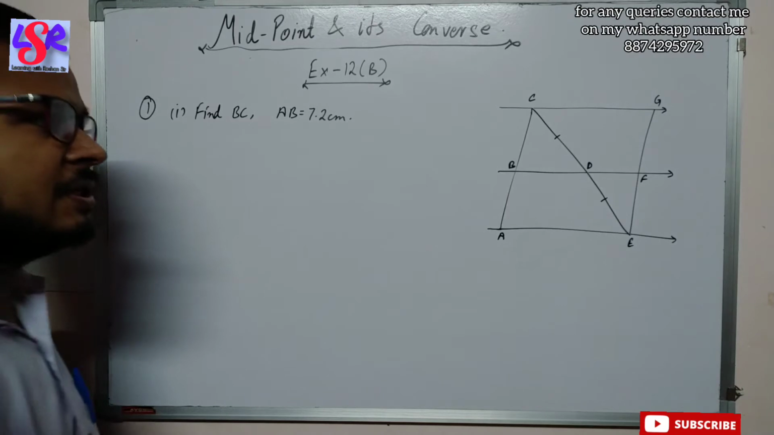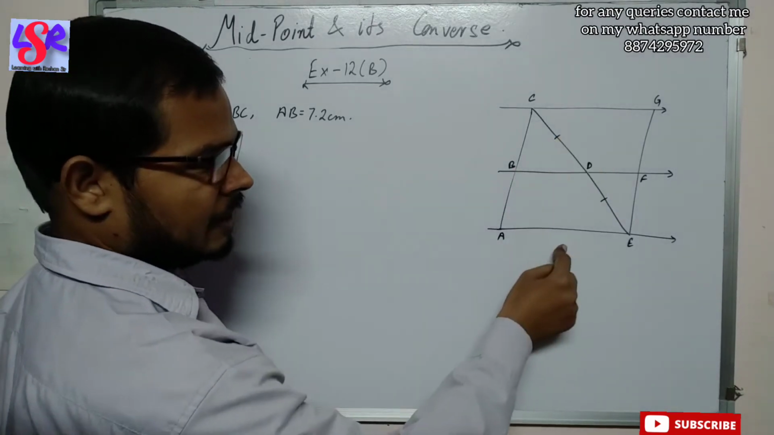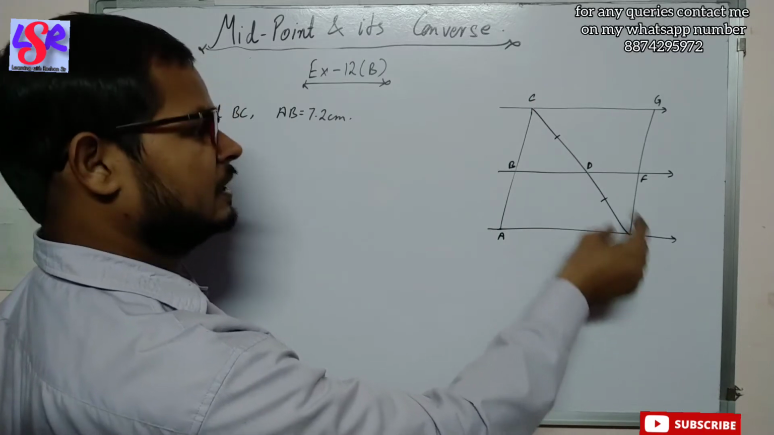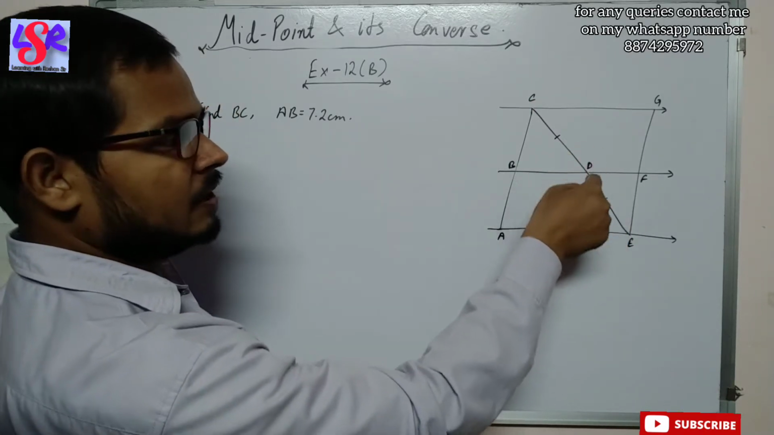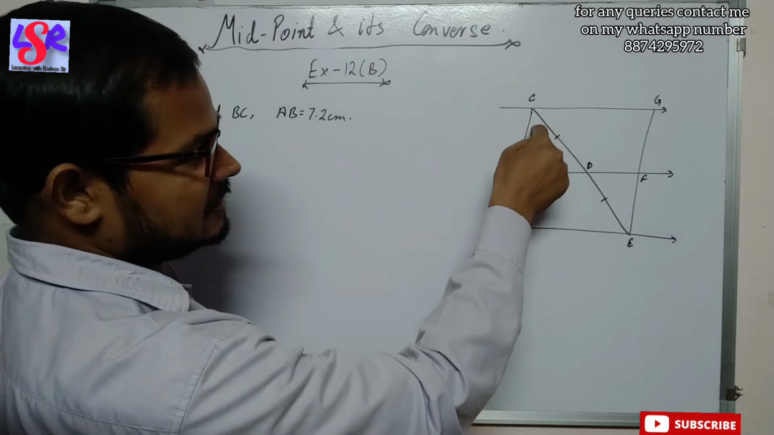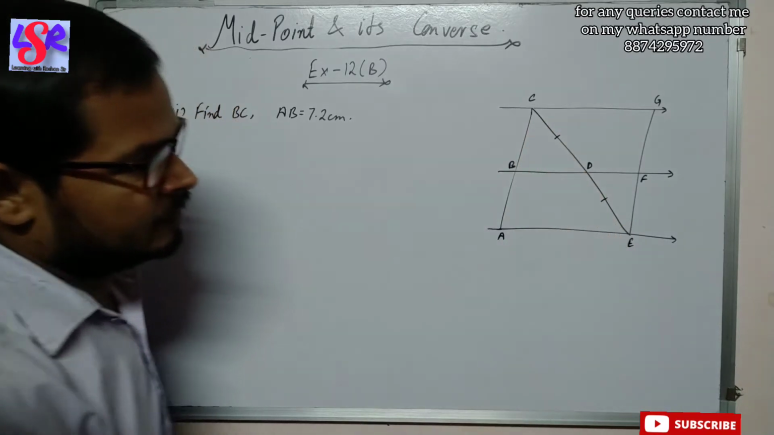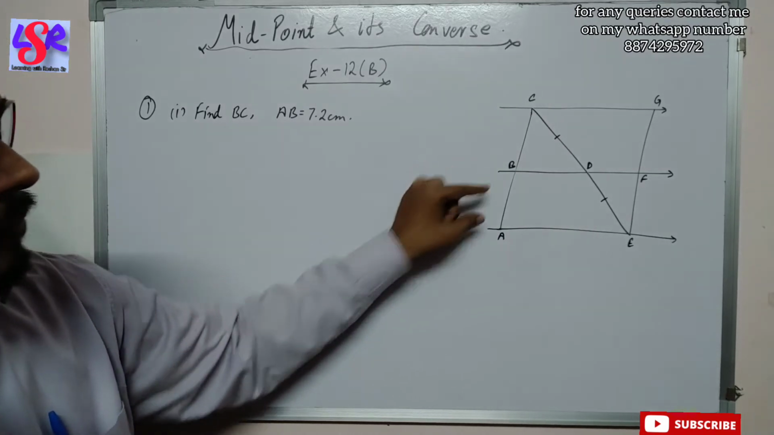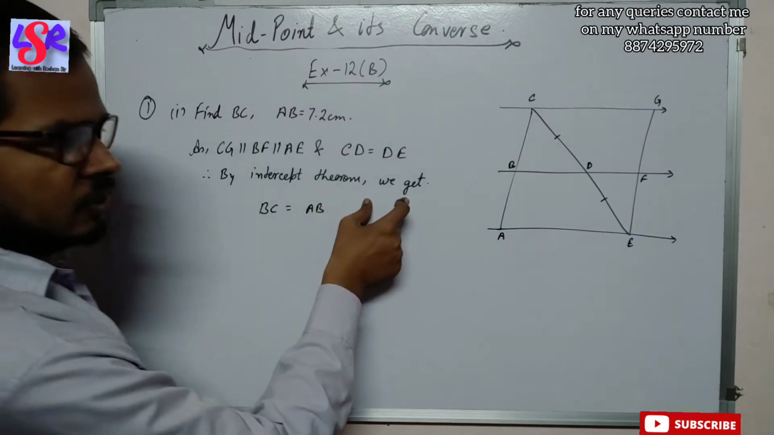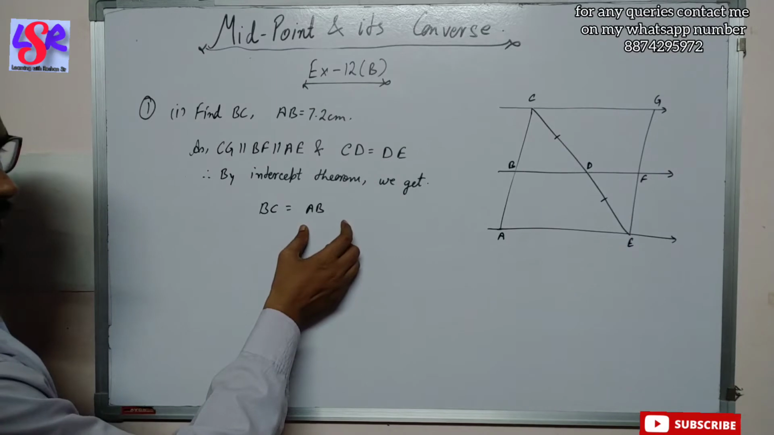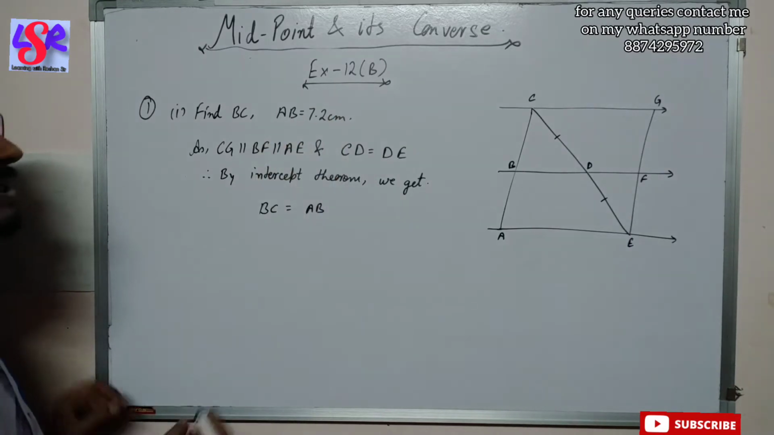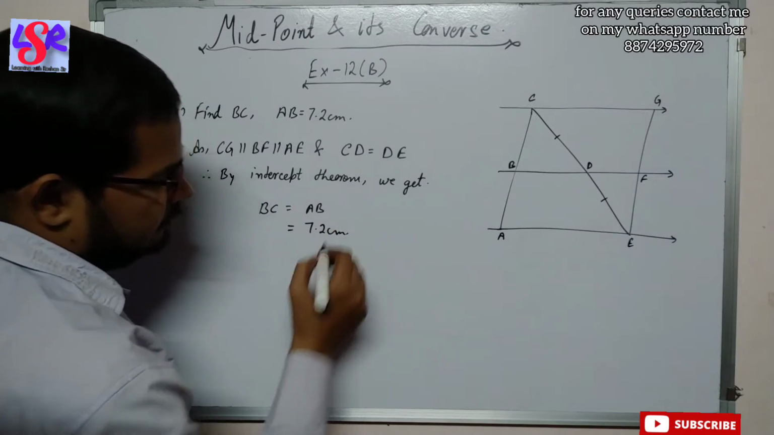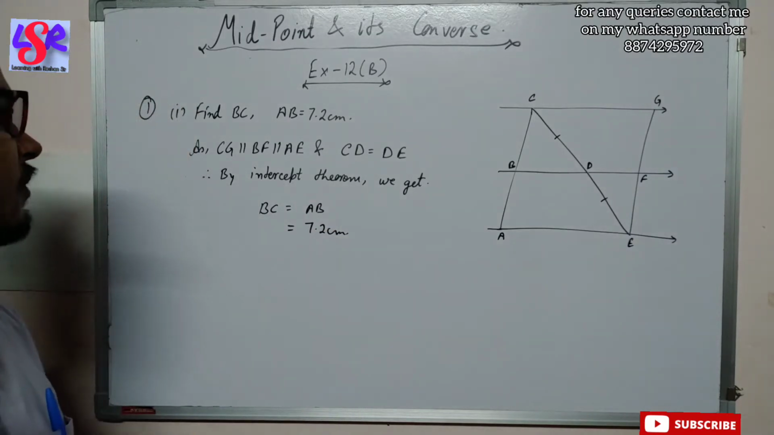Now we see that all three lines are parallel to each other, and this CE, which is also a transversal, is being bisected by this line BF, that is CD will be equal to DE, and by using the intercept theorem we get CB equals BA. So by the intercept theorem BC equals AB, and the value of AB is 7.2 centimeters, so BC will also be 7.2 centimeters. Now let's do one more part from this question.